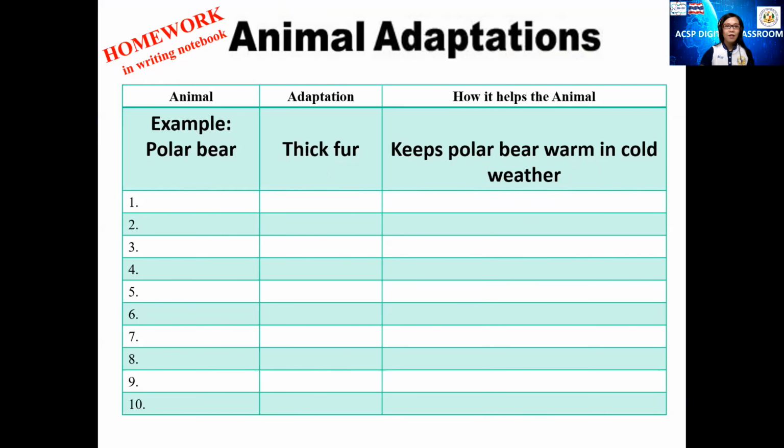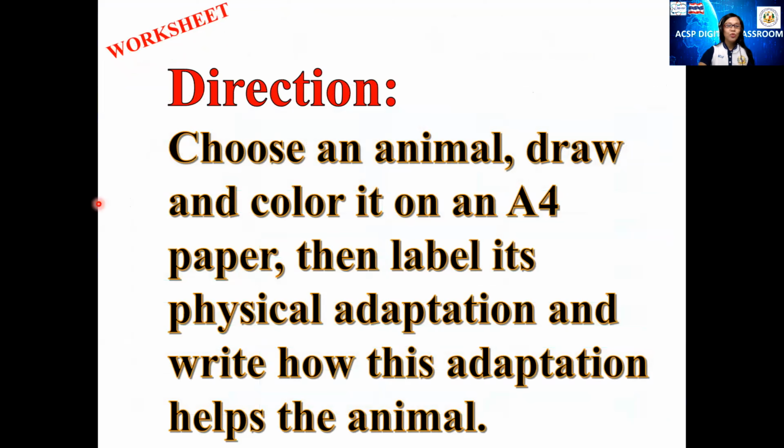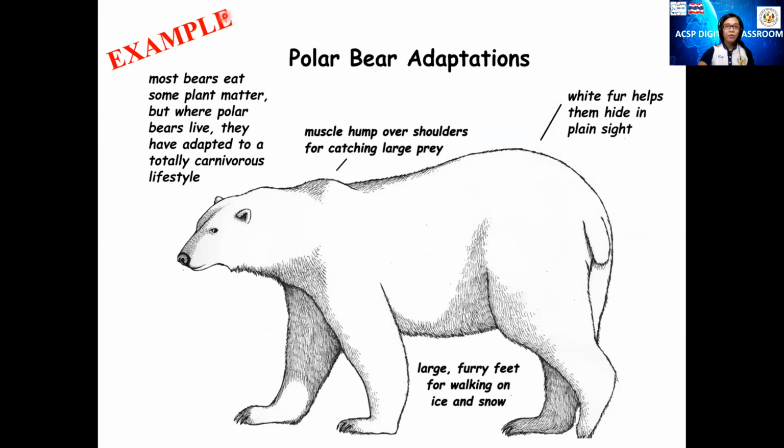All right, next activity you do on A4 paper. Choose an animal and then draw and color it on an A4 paper. Then label its physical adaptation and write how this adaptation helps the animal. Example like this. You can do this on A4 paper and then write your name plus a number, and then polar bear adaptation example, and then label the parts that help the animal to survive. Muscle hump over shoulders for catching large prey like this.